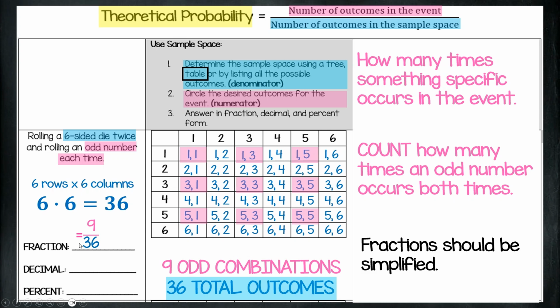Well, 9 over 36 can be simplified. To write that in simplified form, I could rewrite that as 1 over 4, because 9 over 36 simplified is 1 over 4. Now to change that fraction to a decimal, I'm going to do 9 divided by 36, or I could do 1 divided by 4, but in my calculator I can do 9 divided by 36 to get my decimal, which is 0.25. You could also be asked to write it as a percent. To change a decimal to a percent, we take that 0.25 and multiply it by 100. When we multiply it by 100, we get 25%.